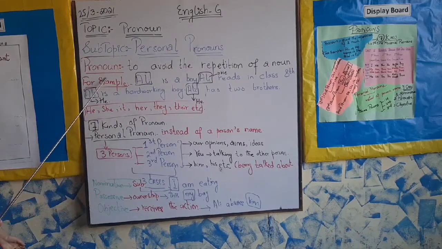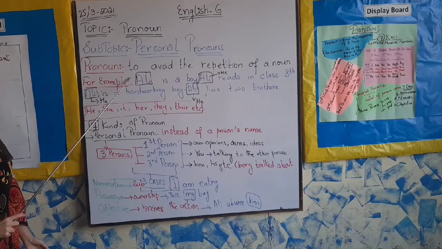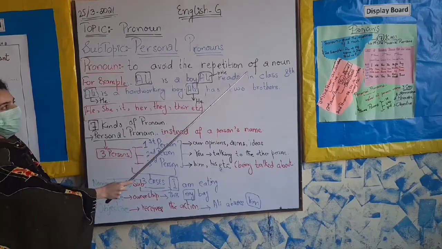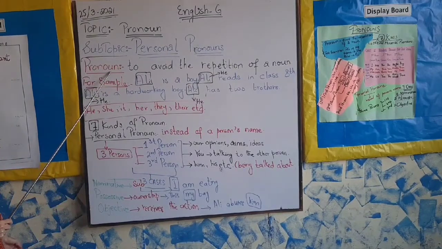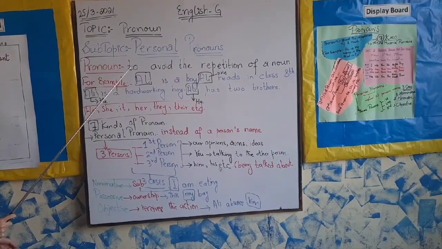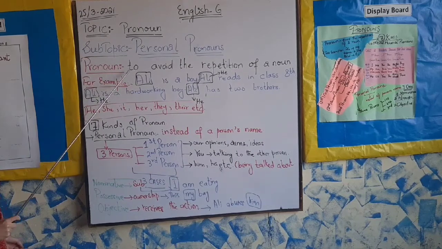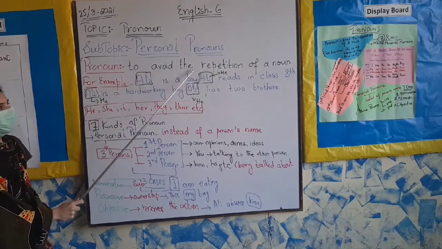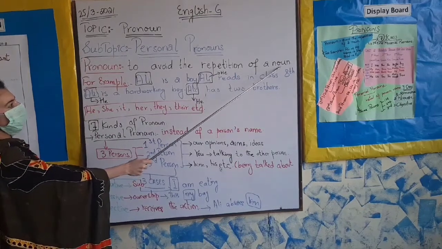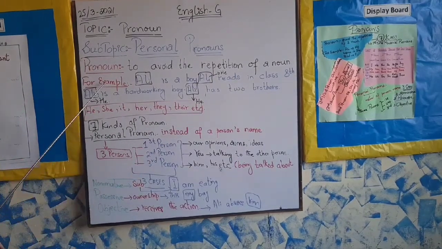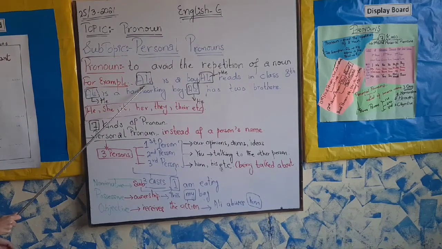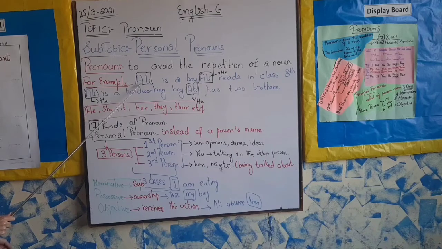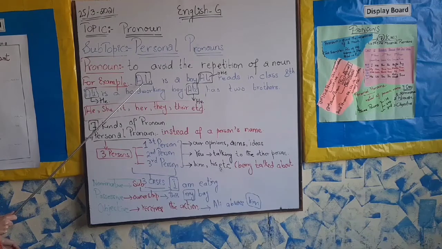Now what is a pronoun? A pronoun is used to avoid the repetition of a noun, or simply we can say that a pronoun is a word that is used instead of a noun. For example, if I say Ali is a boy, Ali is a noun, and I am using the noun Ali again and again.